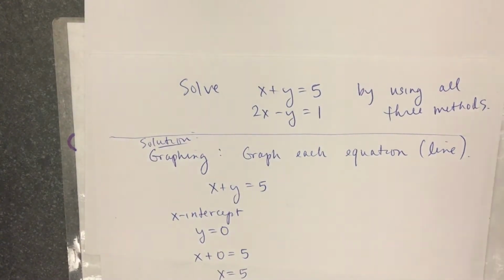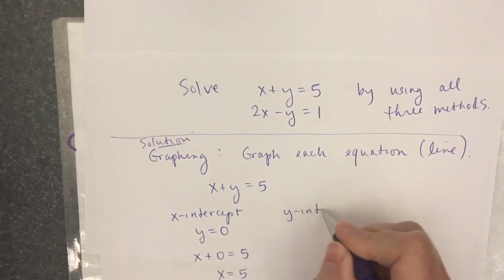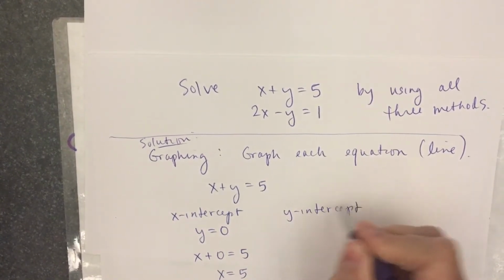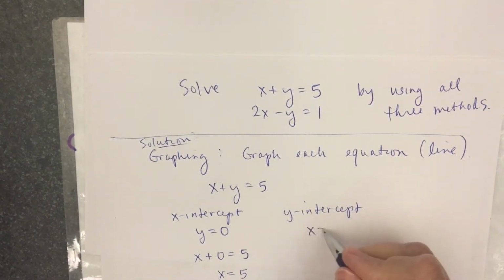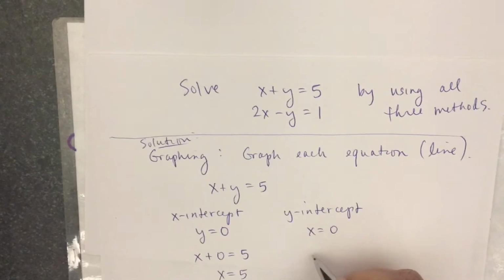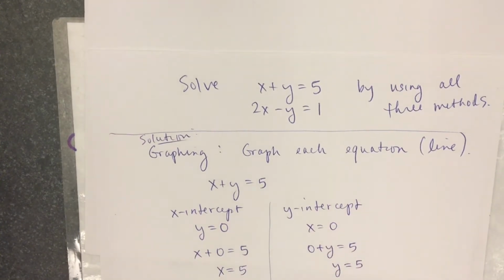And then for the y-intercept, I'll do x equal to 0. I plug in x equals 0. I have 0 plus y equals 5. So 0 plus y is y equals 5. So we're going to plot the point 0, 5.